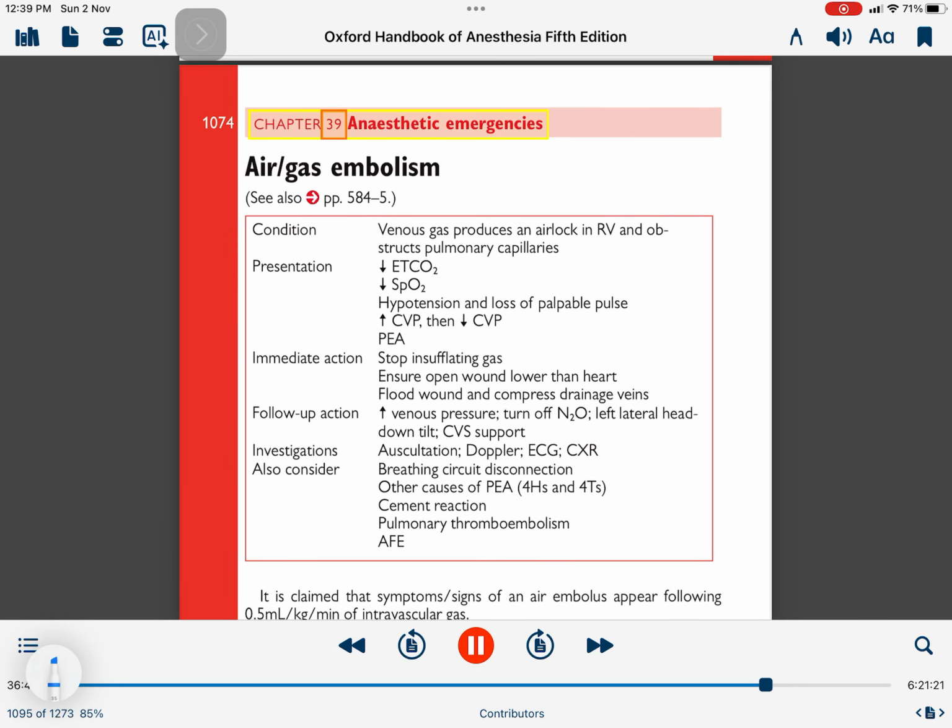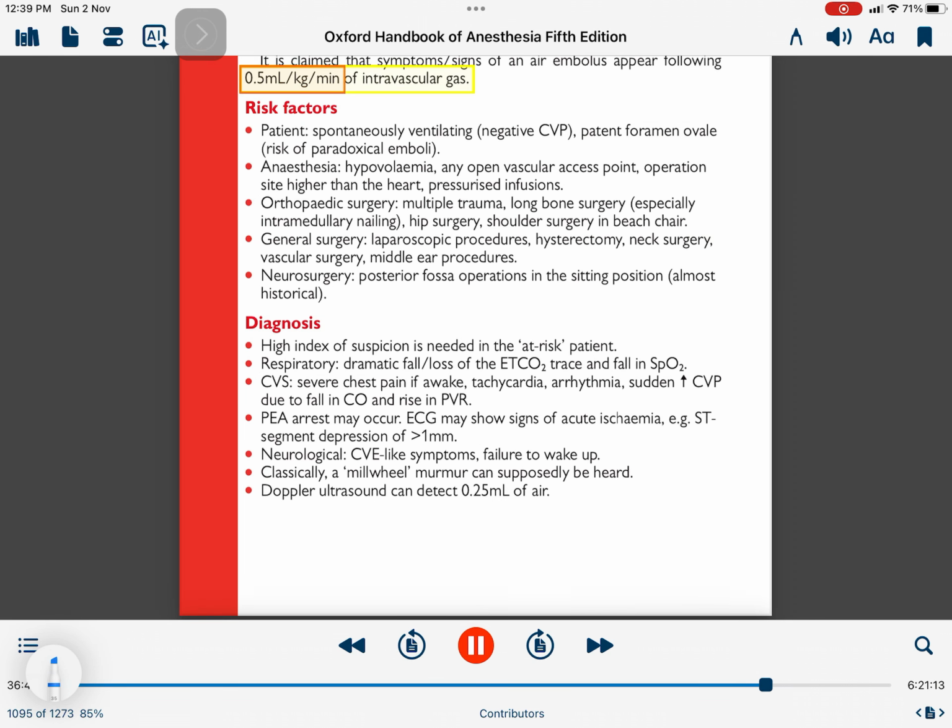Chapter 39, Anesthetic Emergencies: Air/gas embolism. See also pages 584-5. It is claimed that symptoms and signs of an air embolus appear following 0.5 ml/kg/min of intravascular gas. Risk factors: patient spontaneously ventilating, negative CVP, patent foramen ovale, risk of paradoxical emboli, anesthesia, hypovolemia, any open vascular access point, operation site higher than the heart.